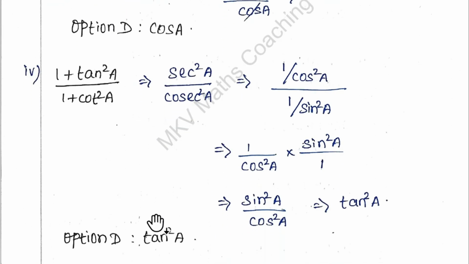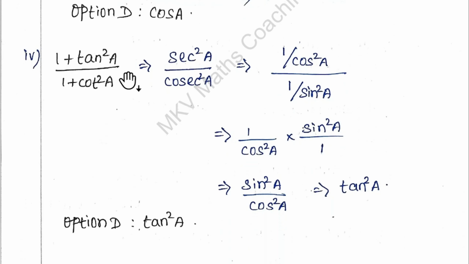So let's begin with the fourth question: 1 plus tan square A by 1 plus cot square A. Can you see it is the identity, right? You can just directly write using the identity. Secant square is 1 plus tan square. Cosecant square is 1 plus cot square.